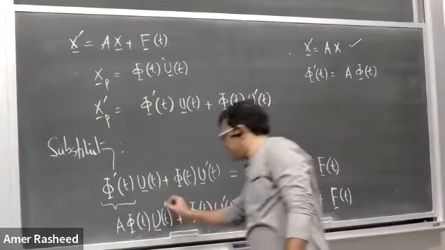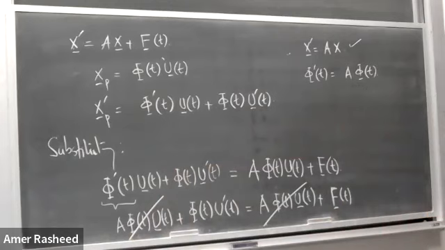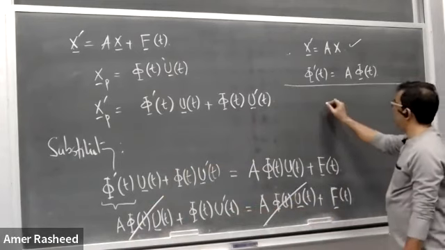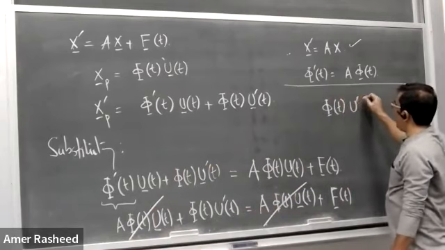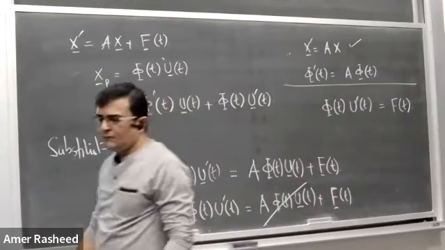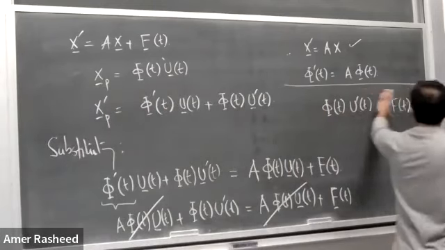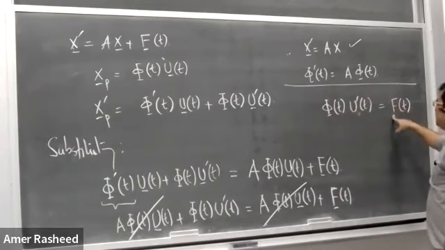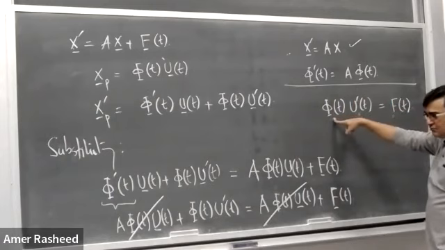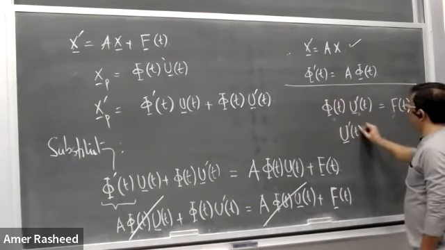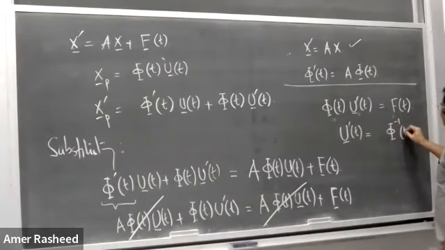Now, this term is identical to this term, so we can cancel them out. And what we are left with is this term and this term. So we obtain phi of t times u dash of t is equal to f of t. Now what we are left to find here is u. In order to find u, we have to take phi to the other side. Because phi is an invertible matrix, as I told you earlier, we can take it on the other side, and we obtain u dash of t is equal to phi inverse of t times f of t.